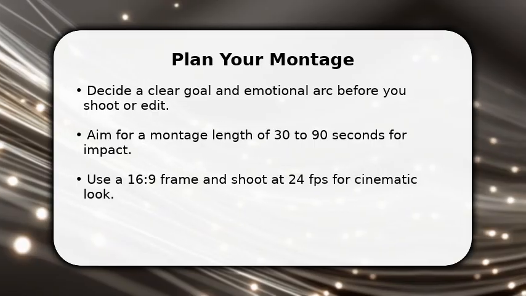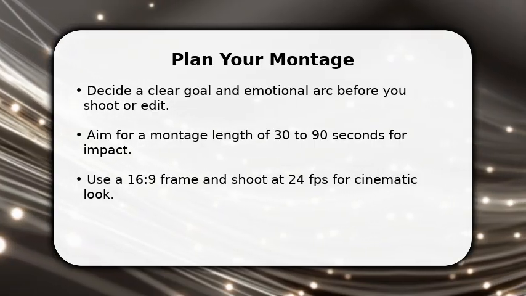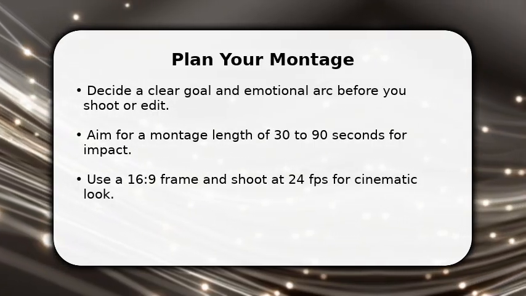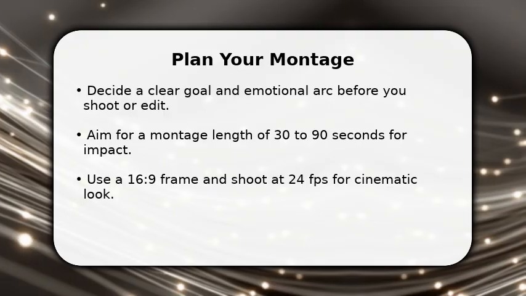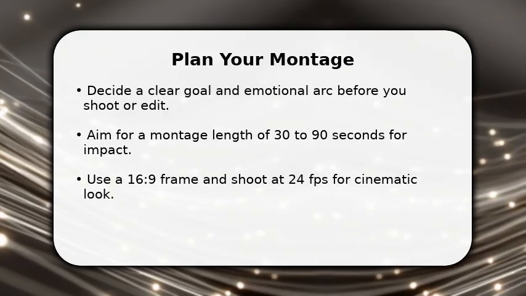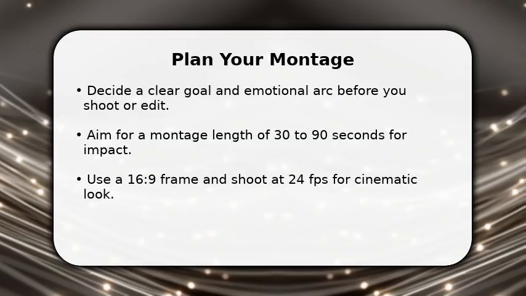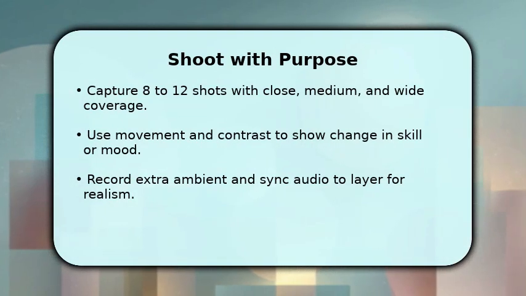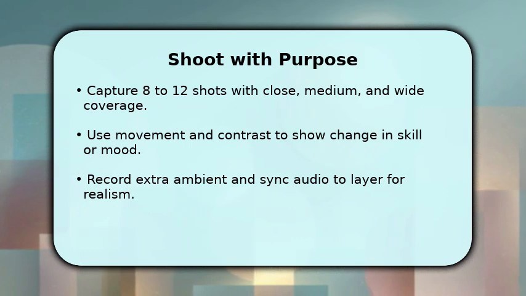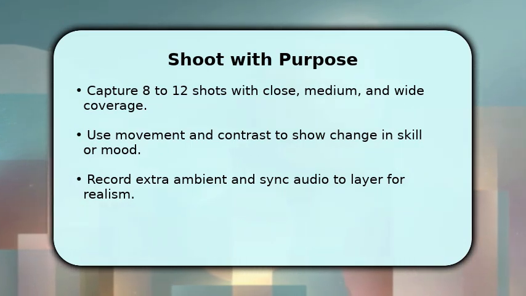Choose a 16:9 frame and shoot at 24 FPS for a cinematic look and consistent motion. Plan 8 to 12 shots that represent each beat and collect coverage at close, medium, and wide distances. Capture 8 to 12 shots with close, medium, and wide coverage for each beat of your arc.